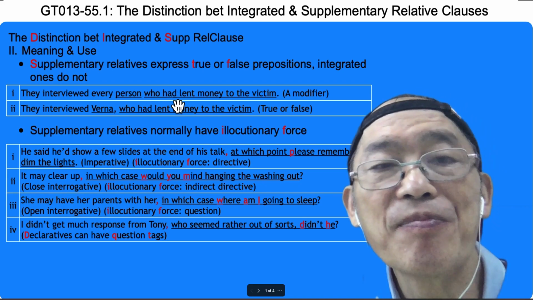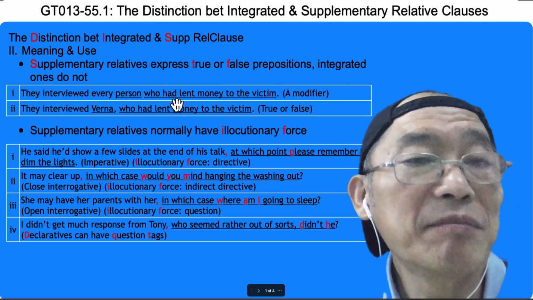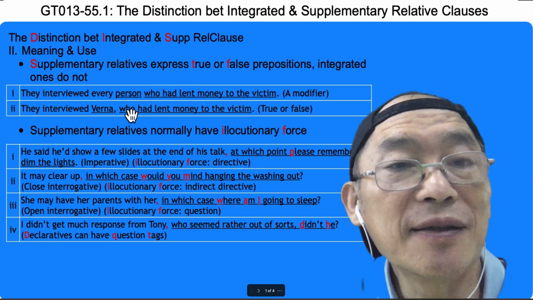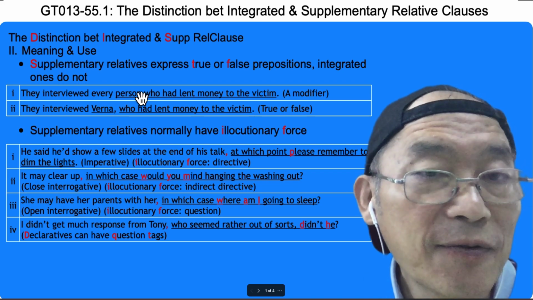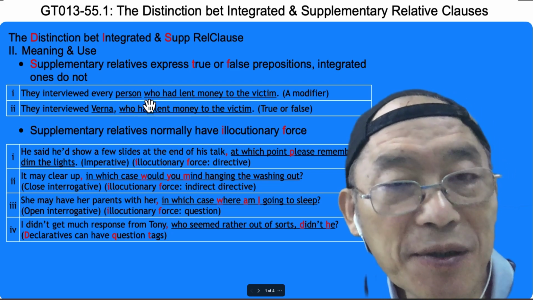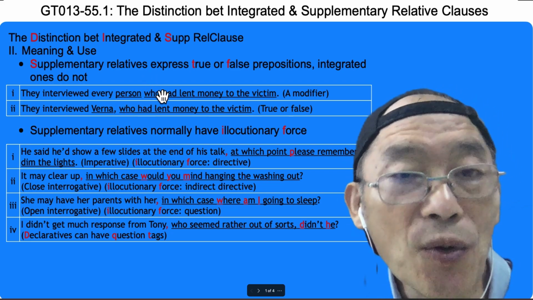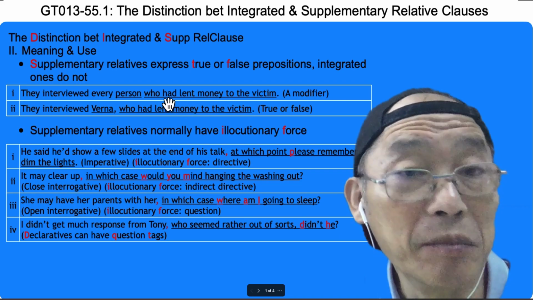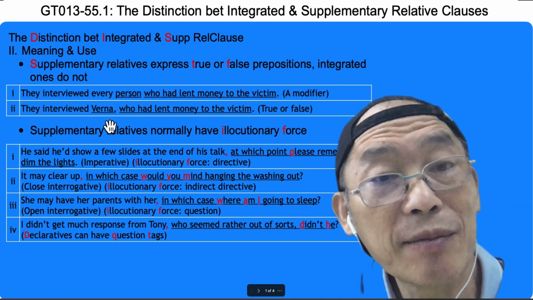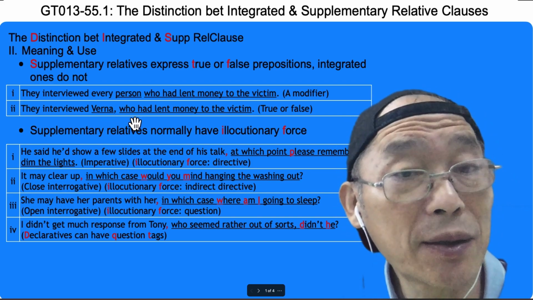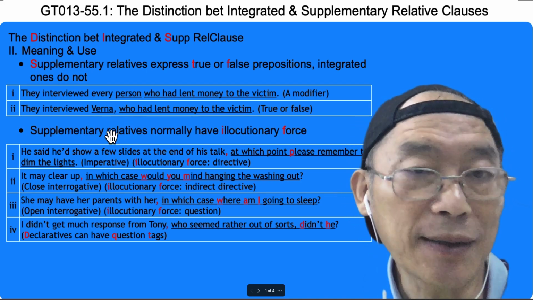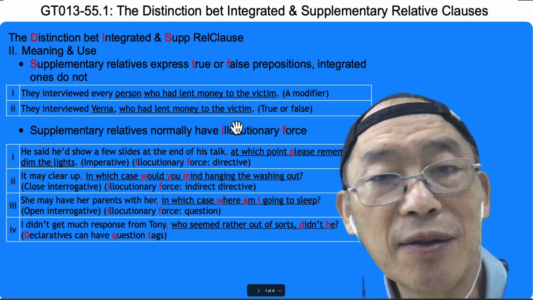This is an important integrated part, an important modifier modifying this noun. Phonological prominence: they interviewed every person, stressed, who had lent money to the victim, stressed. They interviewed Werner, a proper name, so we must use supplementary and must use WH. They interviewed Werner, stressed, who had lent money to the victim.